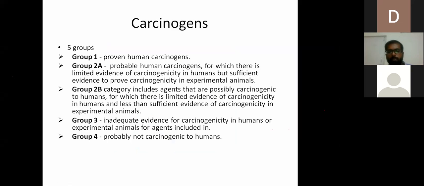So just a few more slides about the carcinogens. I'm not going to tell in detail about each individual carcinogen and what cancer it is going to cause. I'll just highlight some concepts and how it is divided, and I will just tell you where to read all these things.